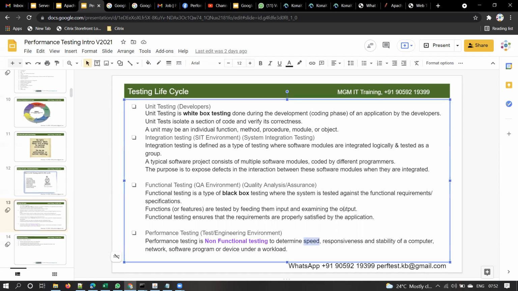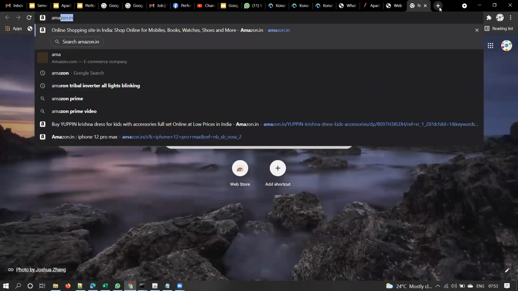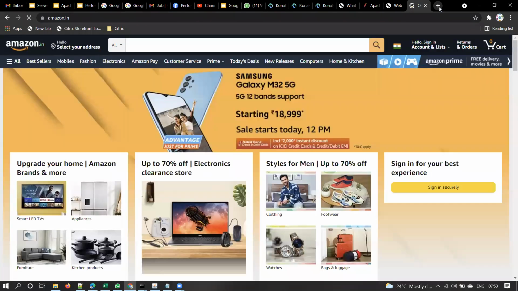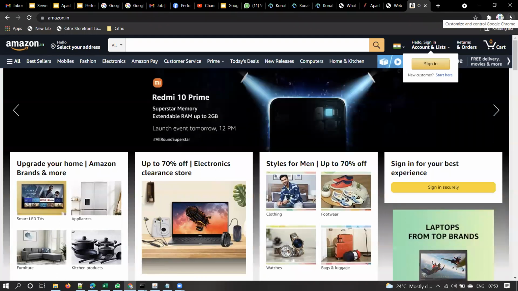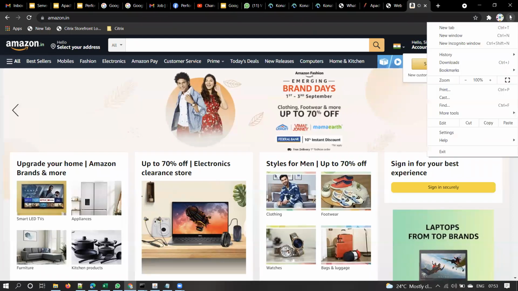What is meant by speed, guys? Let me explain this. Say for example, you are typing amazon.in, right? You are sending a request. Response time. Yes, the application responds. What is that? Response time. Response time of the page, right? Speed means nothing but the response time of the page.